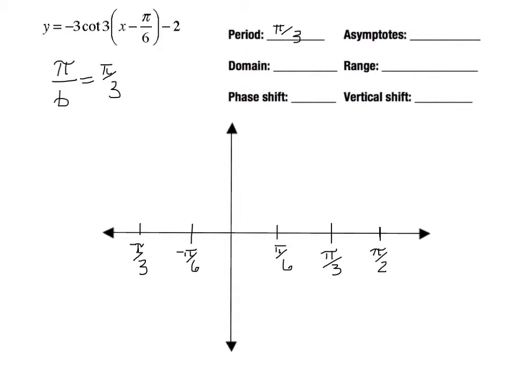Okay, phase shift is already factored out, so it's pi over 6, right? I'm sorry, Curious George is playing really loud.